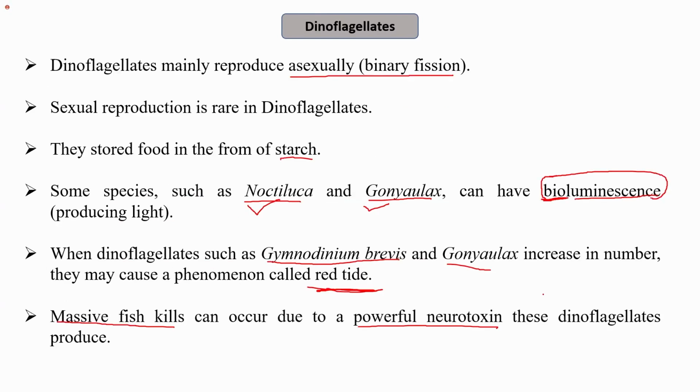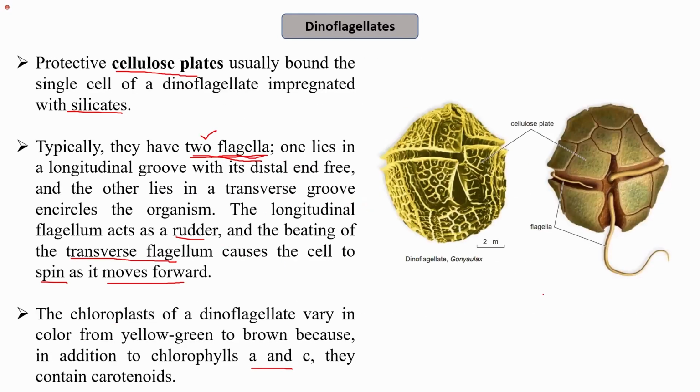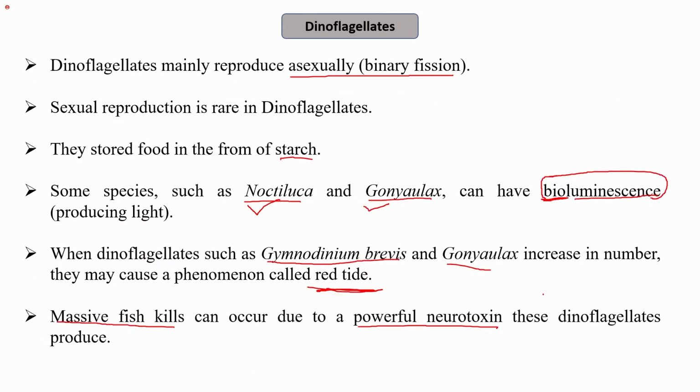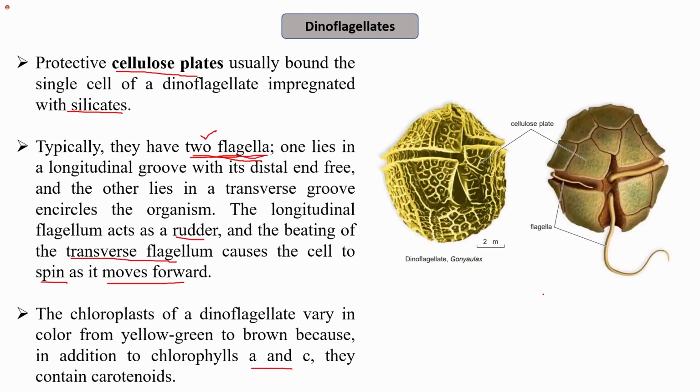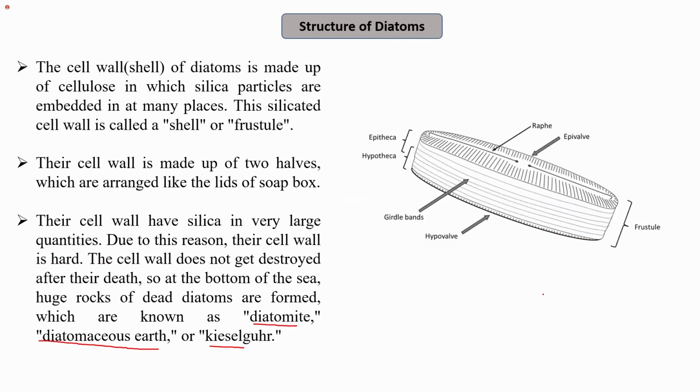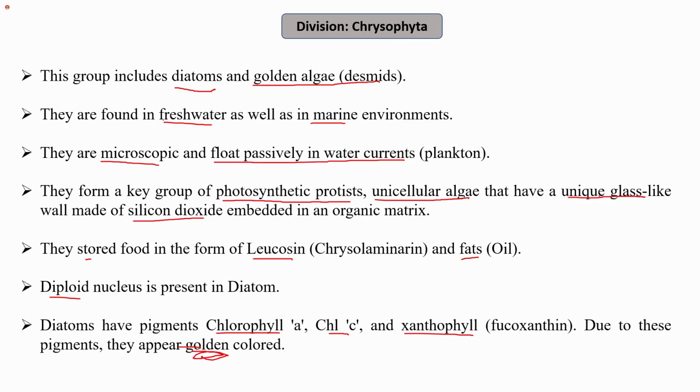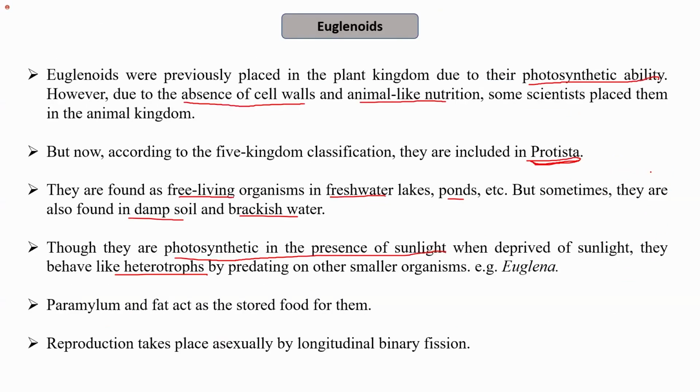As I mentioned, the stored food in the case of dinoflagellates is in the form of starch. In the case of diatoms, it is mainly leucosin and fats. While if I talk about the euglenoids, it is mainly paramylon and fat that act as stored food for them.